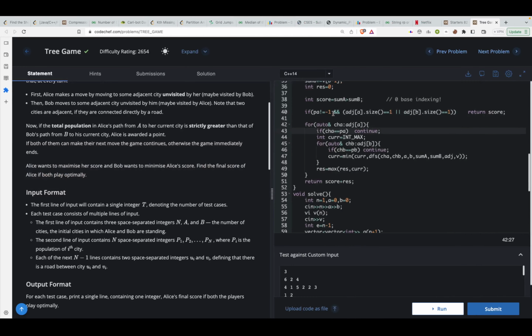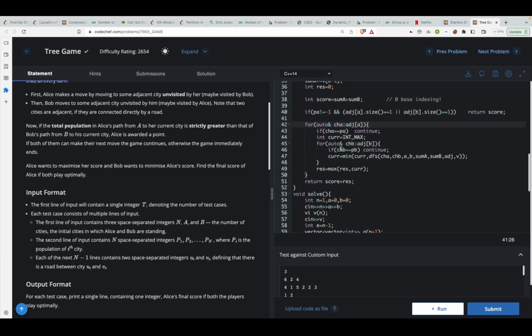So I'm saying that if PA is not equal to -1, or if it's just not the starting node, and now the size of the adjacency list of Alice's or Bob's city is actually 1, then I can just return from there itself. I cannot move further, or the game has stopped over here.